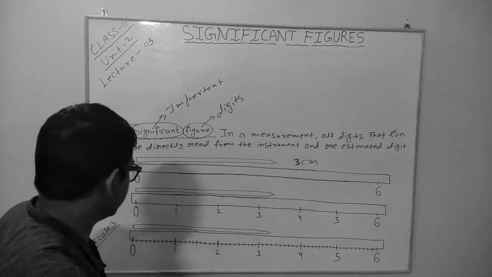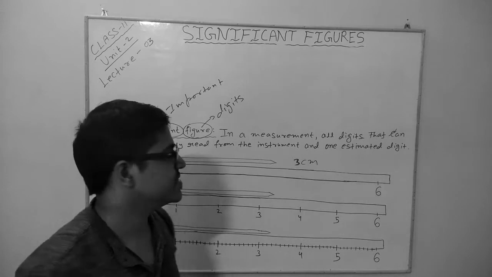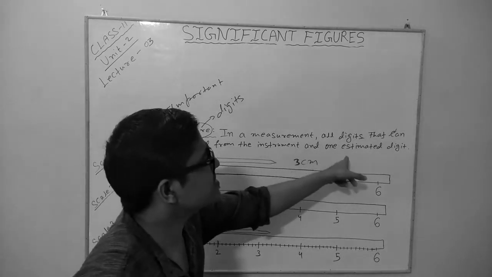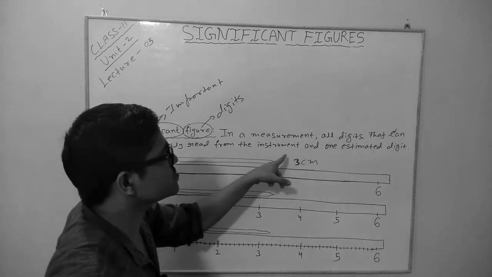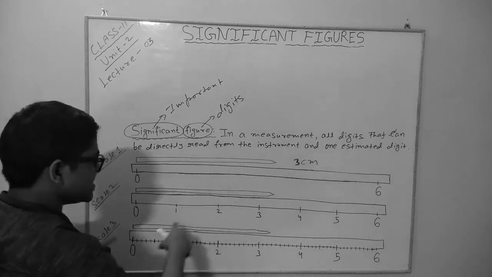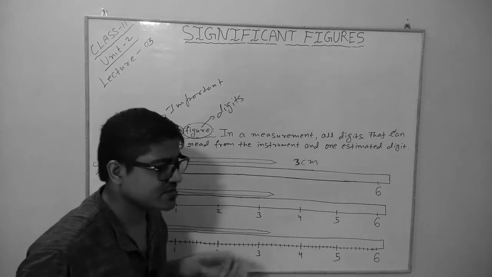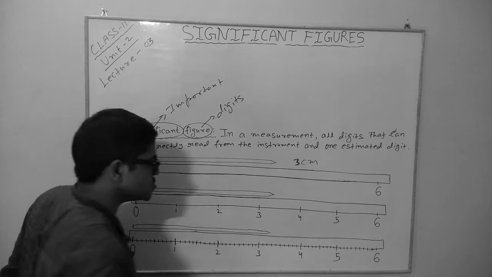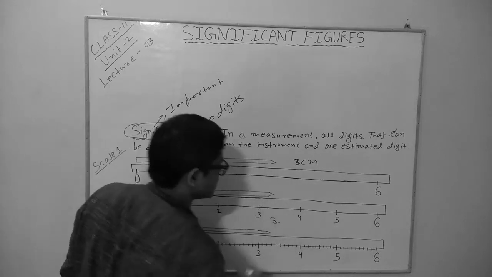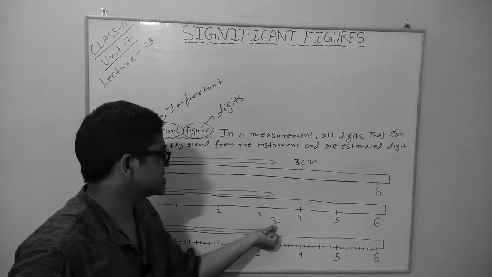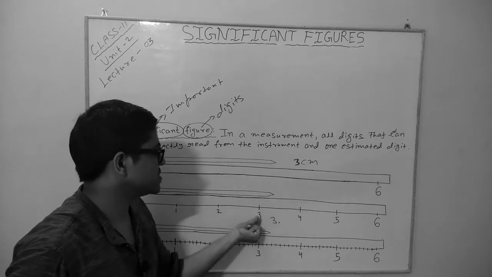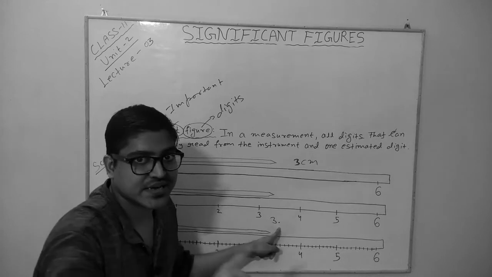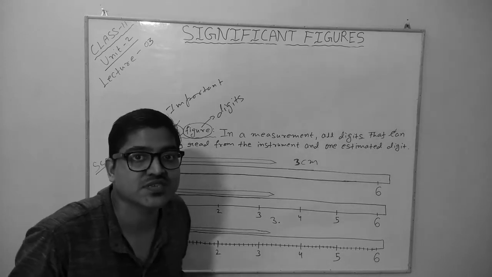Okay, now let's move on to the next scale and read this statement again. Significant figures: in a measurement, all digits that can be directly read from the instrument and 1 estimated digit. Here, this scale is clearly telling me that the length is lying somewhere between 3 centimeter and 4 centimeter. So it must be 3 point something. 3 is the digit I can directly read from the instrument. And 3 point what? I cannot read. So now I will use my ability of estimation.